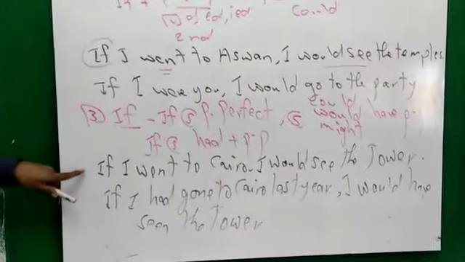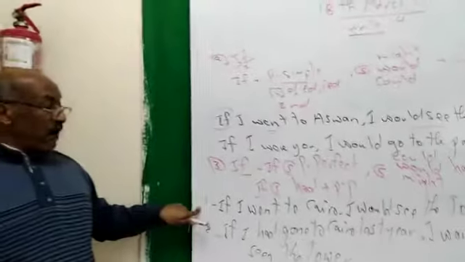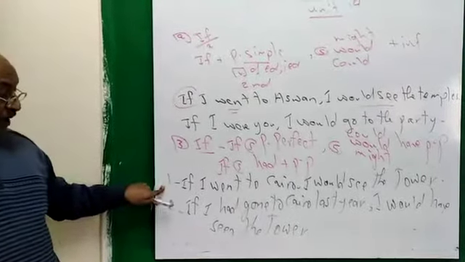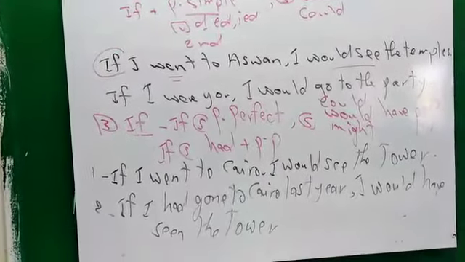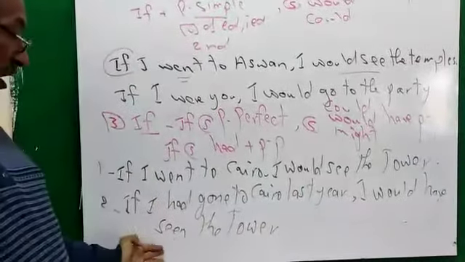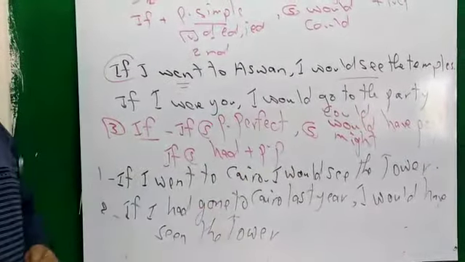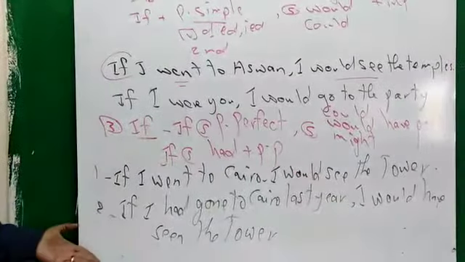So in the first example, you have something impossible now. Now I'm here. So if I went to Cairo, I would see the towers, the museum. Here, you can't refer to a time in the past. So it's a kind of regret, or something that must be impossible. It can't be achieved. It can't be done. If I had gone to Cairo last year, I would have seen the tower. So here, using the past indicates the impossibility of the event. Therefore we use past perfect, then would have plus past participle.